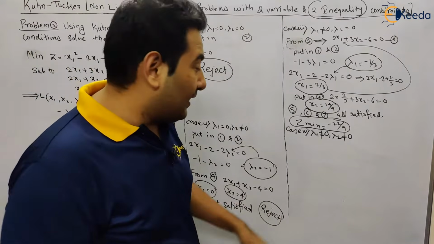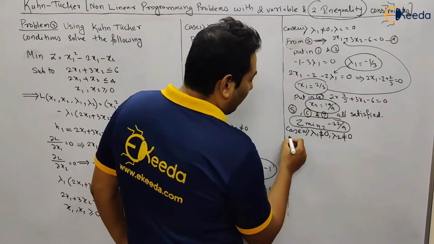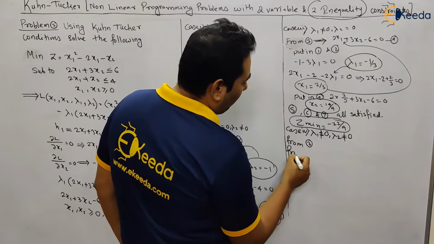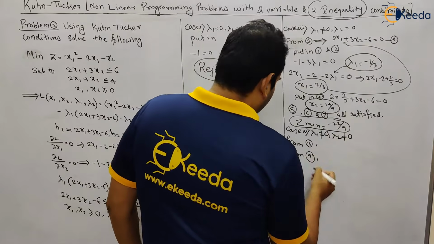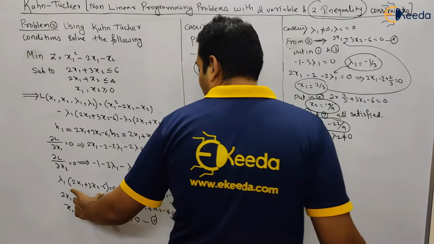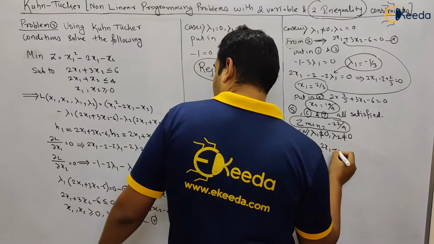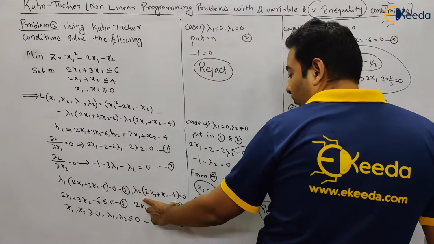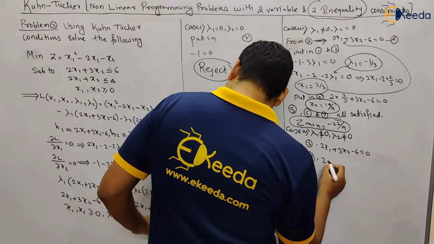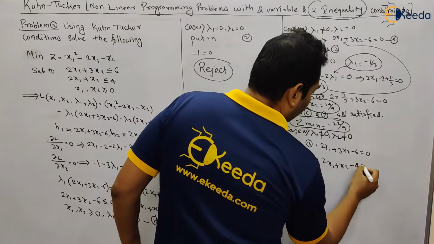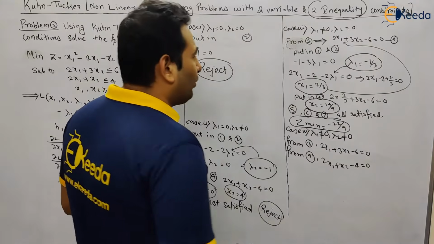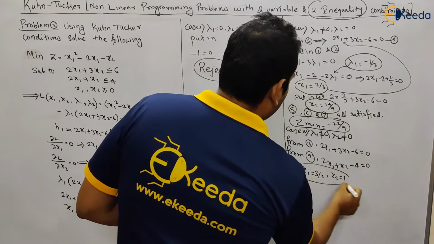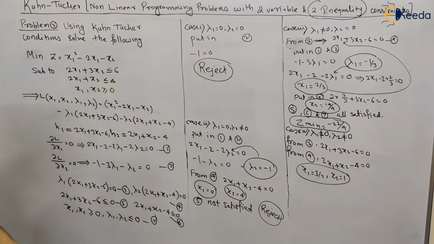Let us solve for the last case. Lambda 1 not equal to 0, lambda 2 not equal to 0, from 3, from 4. From 3, this will be equal to 0. From 4, this will be equal to 0. Both are 0. If you put in a calculator, you will get x1 as 3 by 2 and x2 as 1. So we got x1 and x2.